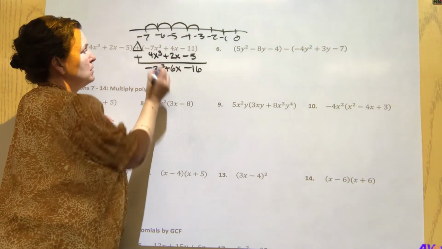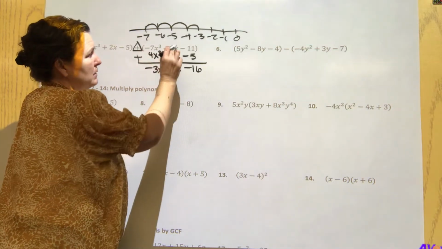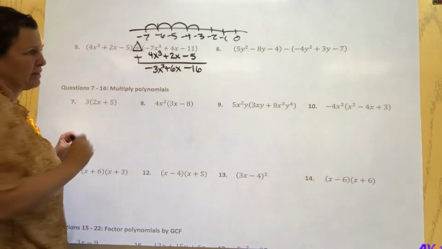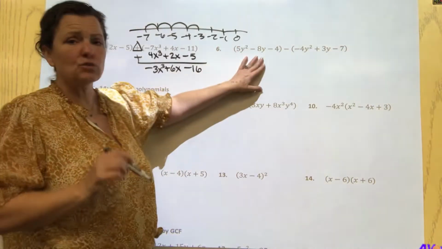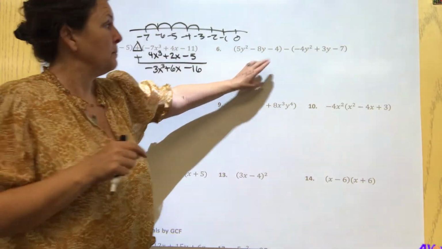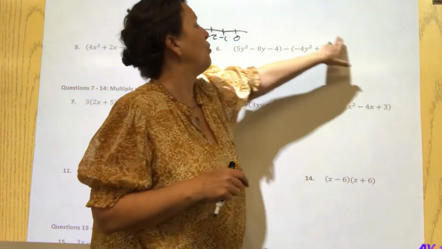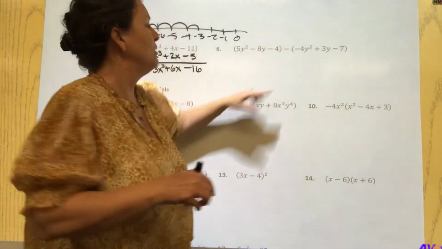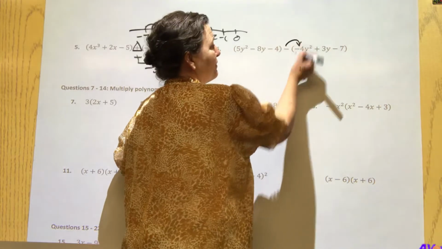-3x cubed. Notice the x's stay. You had no letters, no letter. That's your final answer. This one has one little teeny trick because it's minus the whole thing. I'm subtracting the whole thing. So I need to distribute this negative first.